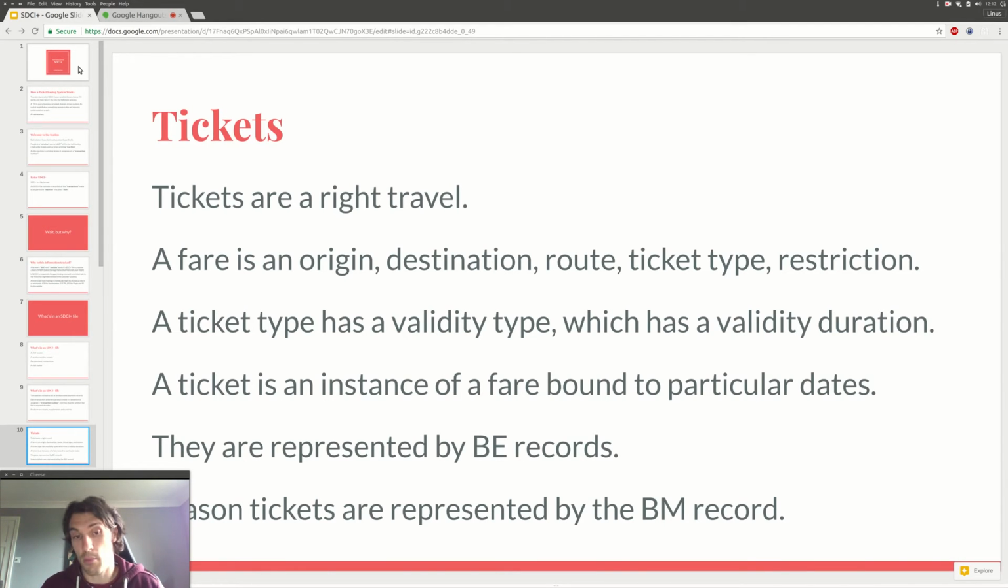In the SDCI Plus, tickets are represented by these things called BE records. Season tickets are represented by BMs because they have a slightly different structure. But these two character codes that I'm talking about are essentially the first 2 characters of the record. So every new line, every record in the file has one of these types, and they're just 2 characters.